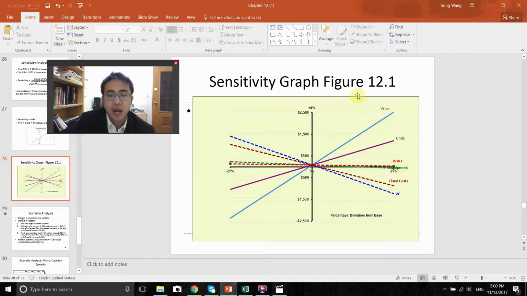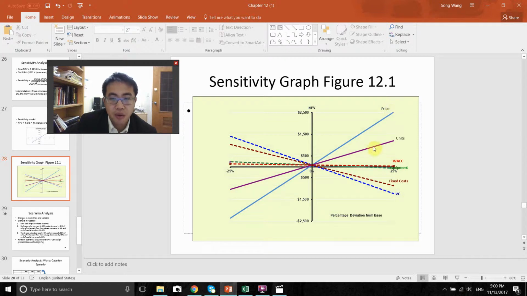So right here, we have a diagram from the table. And in this diagram, we have 6 variables that affect NPV, like price, units, cost of capital, cost of equipment, fixed cost, and variable cost. They all affect NPV, and they all have a straight line on this diagram. So if you look at the price line, it has a positive slope. So basically, if the price of the product increases, the NPV would increase.